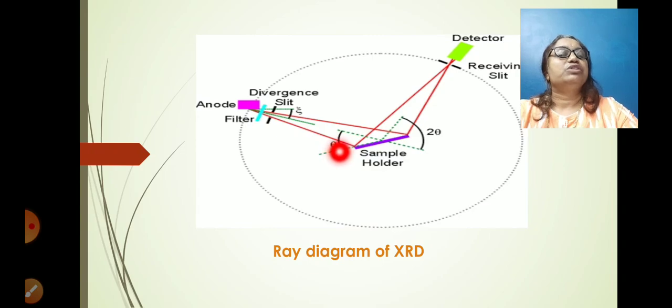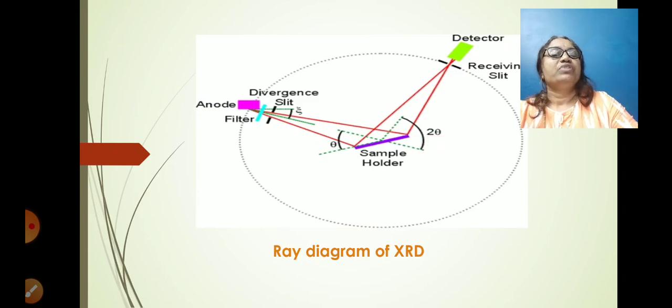Then here we can observe the diffracted X-rays. The detector is present here, at the receiving end, and this is the sample holder, and here we have the filter. From this we can easily make out that the sample is rotated to theta, and the detector could be rotated to 2 theta.